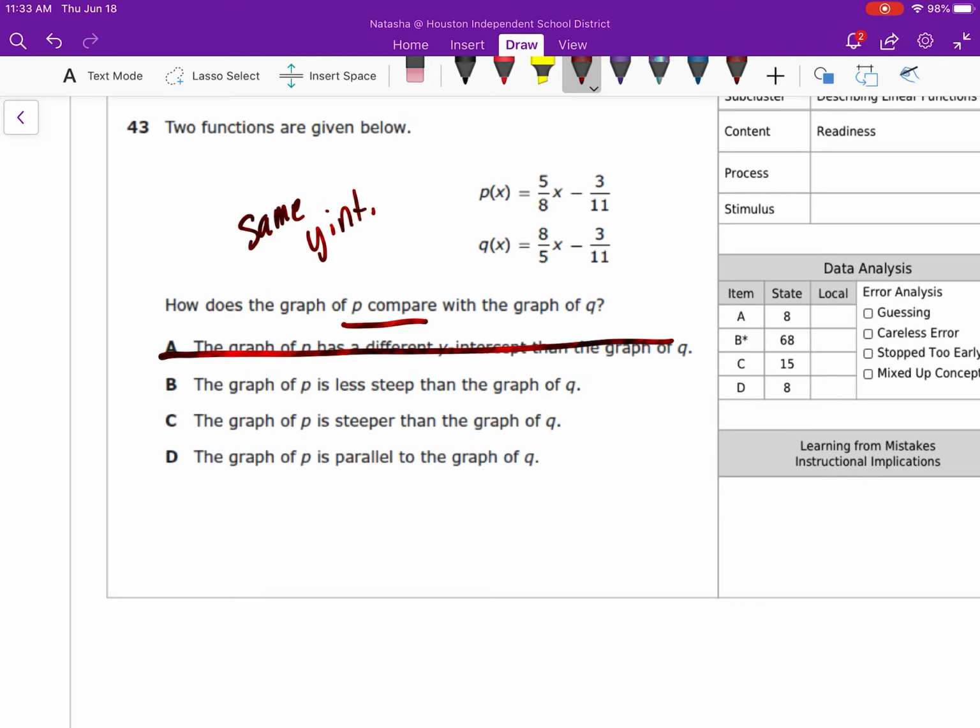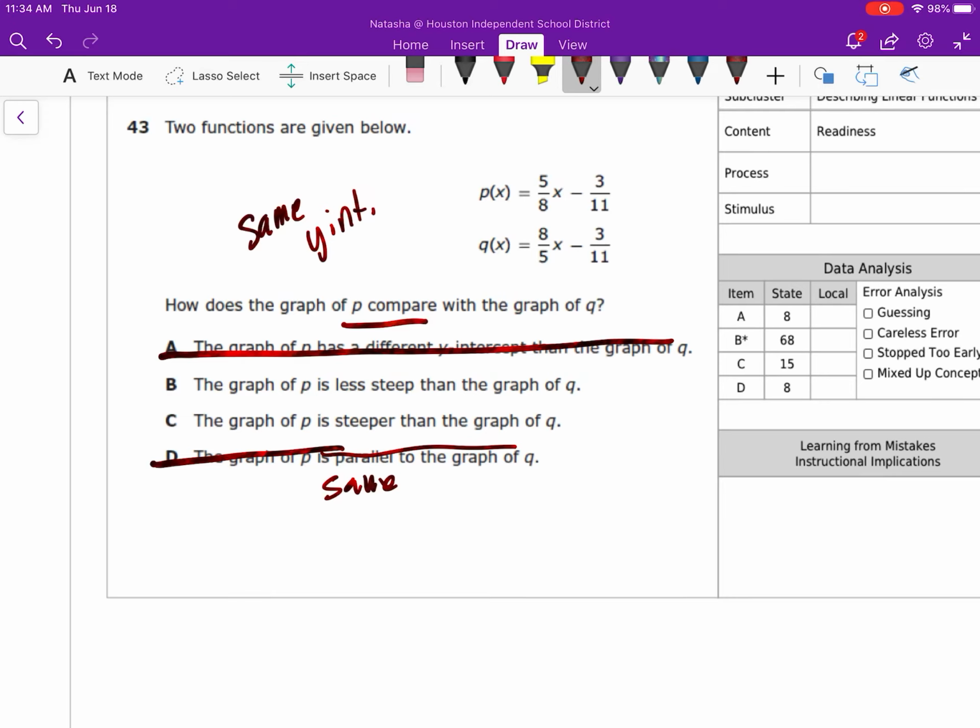P is less steep. Not sure yet. P is steeper. I don't know. Let me think about that. And then graph P is parallel. No, they're not parallel. That means that they would have the same slope. This is definitely not parallel. So either we're going to have more steep or less steep.